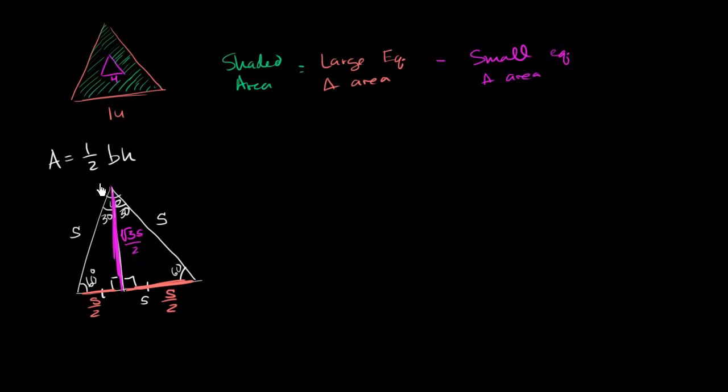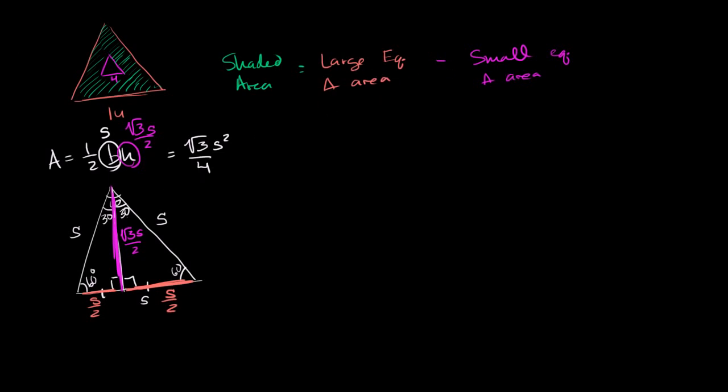And now we can figure out a generalized formula for the area of an equilateral triangle. It's going to be equal to 1/2 times the base. Well, the base is S. And the height is square root of 3 S over 2. And so this will simplify to, let's see, in the numerator we have square root of 3 S squared over 4. And now we can apply this to figure out the areas of each of these triangles.